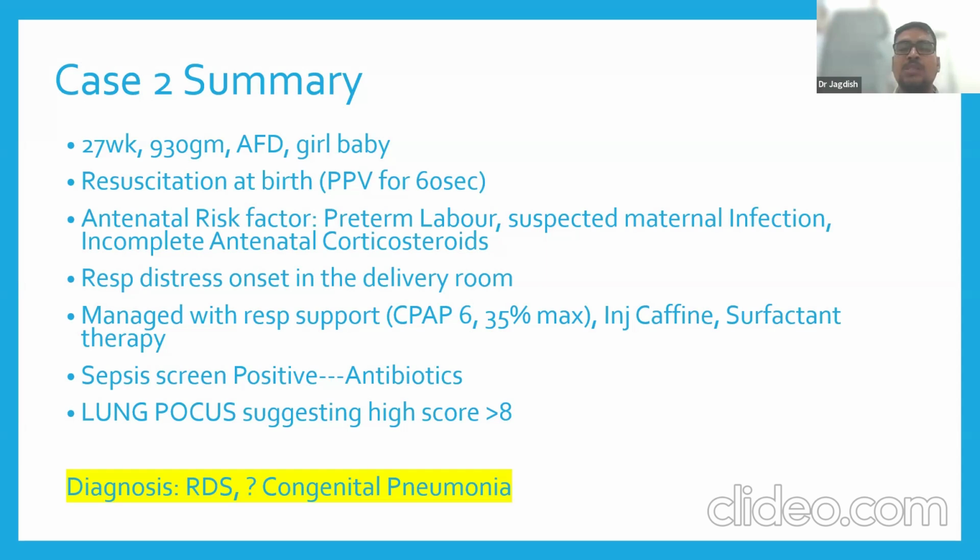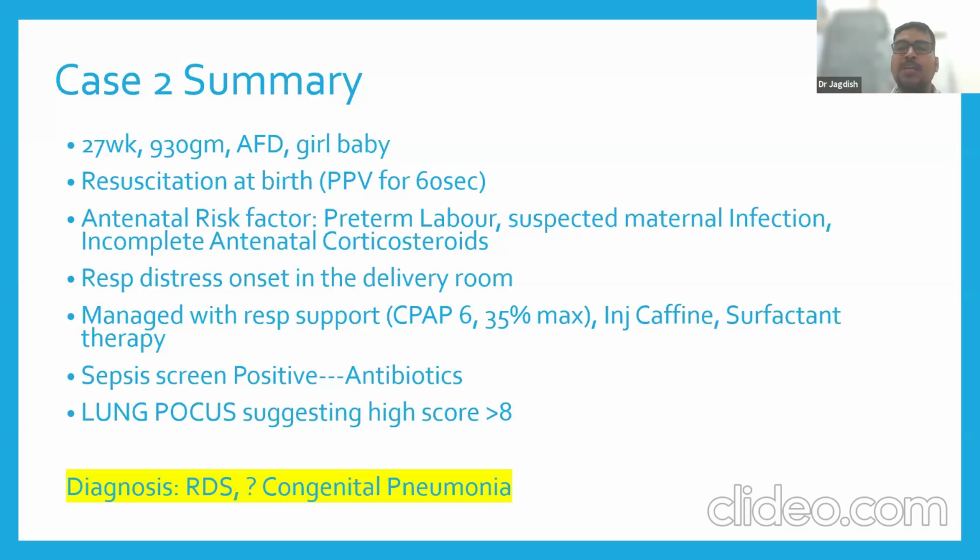So respiratory distress onset was in the delivery room. So the baby was managed. How was it managed? With CPAP maximum of 6, FiO2 35%, given surfactant within 2 hours of life in view of high lung ultrasound score, CPAP requirement more than 6, and FiO2 requirement of 35%. With that criteria, and injection caffeine was started to prevent chronic lung disease.